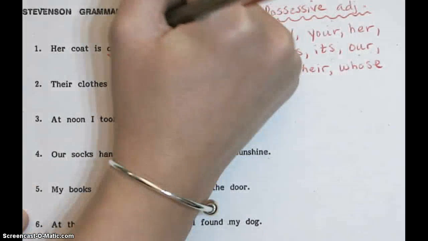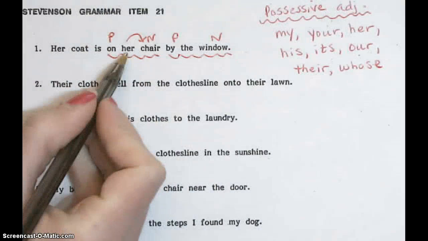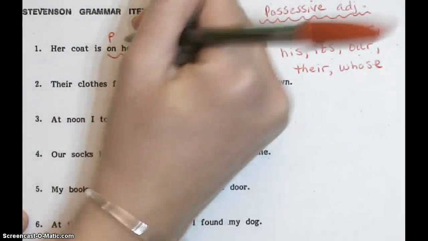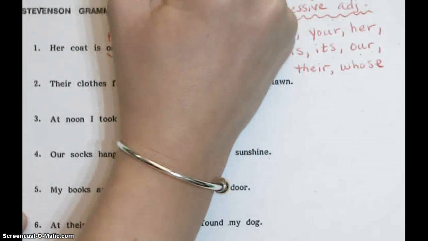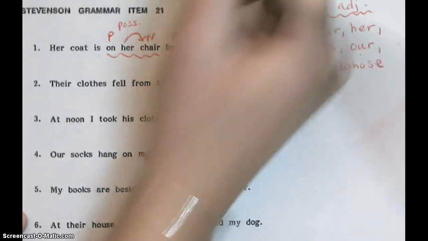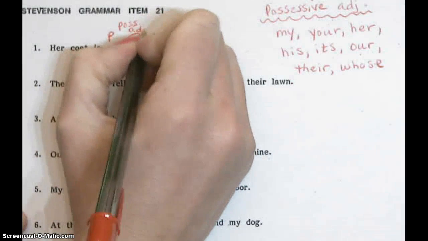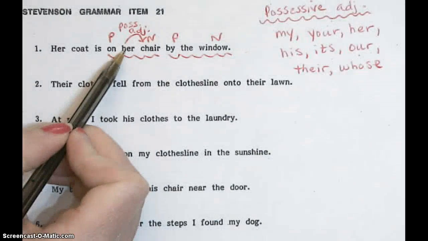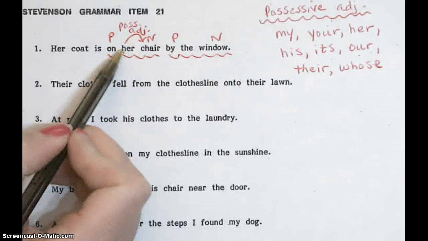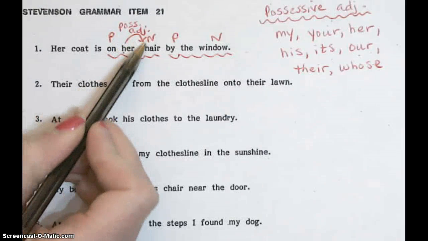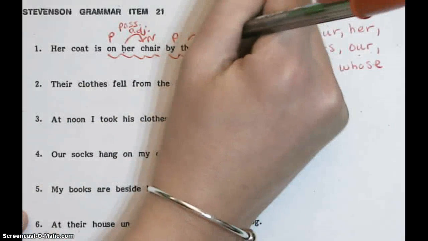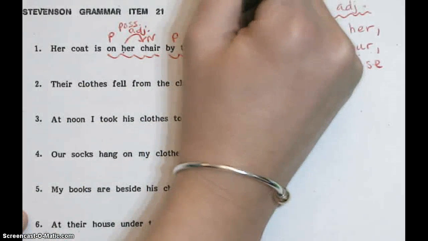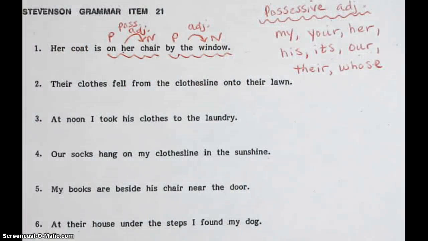So whose chair is it? It's her chair. So we're going to draw an arrow, and we normally would just label this adjective, but because now we're talking about possessive adjectives, we're going to abbreviate possessive, P-O-S-S A-D-J. So that tells me that her is a possessive adjective, and it's telling me that she owns the chair. And then we just do our regular adjective over here, the, which modifies window.